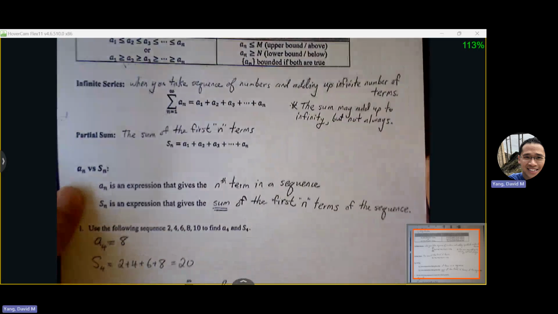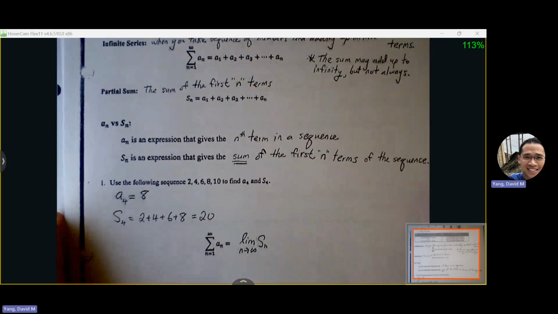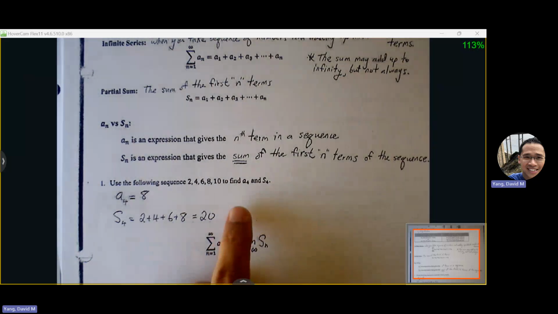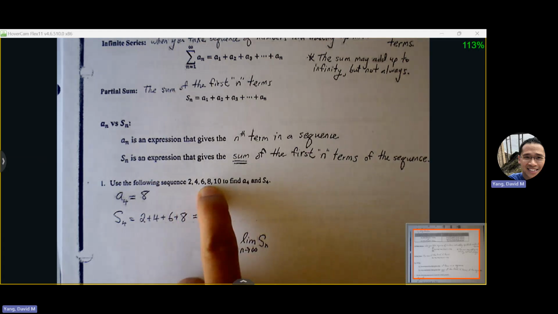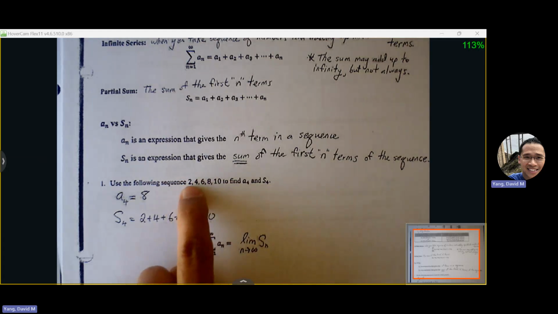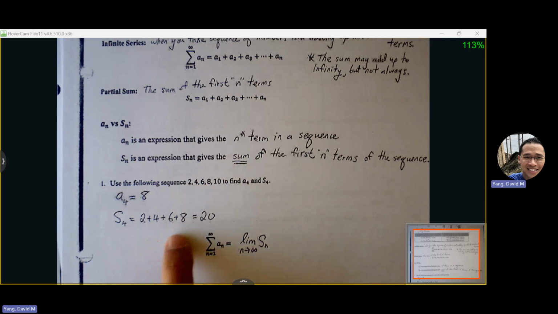So number one here, use the following sequence to find a sub 4 and S sub 4. Well, a sub 4 is just the fourth term in the sequence, but S sub 4 would be adding the first 4 terms of the sequence together.